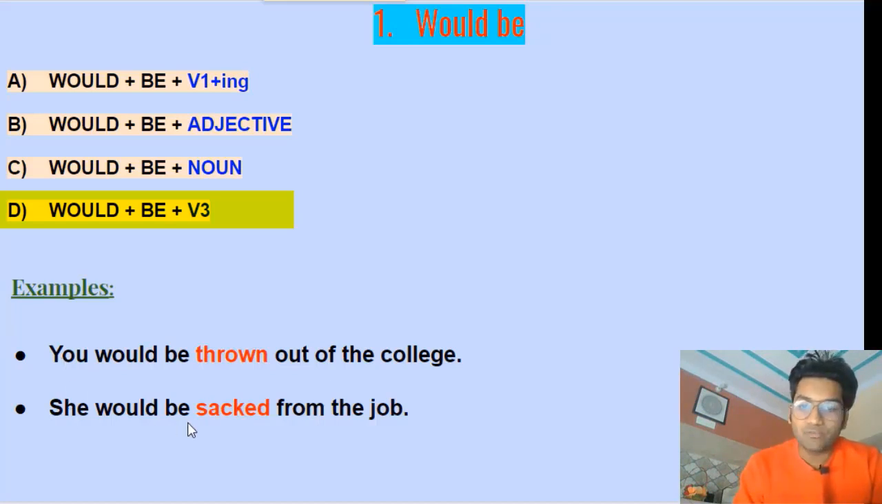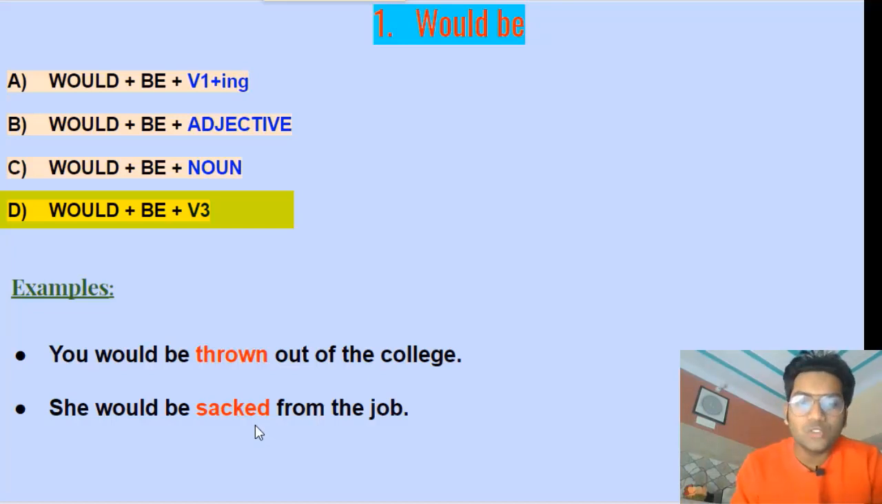Second one, she would be sacked from the college, which means rusticated, thrown out, sacked. She would be sacked from the job. Now, she's not doing that. Somebody else would do it. Somebody else would be sacking her from the job. The sentence is in the passive voice.